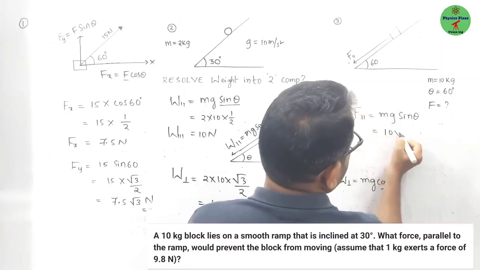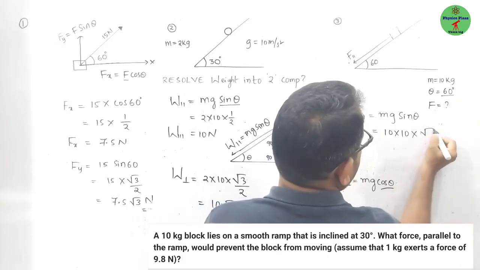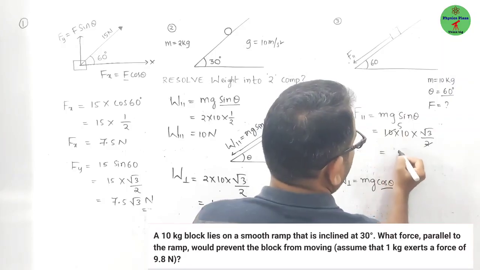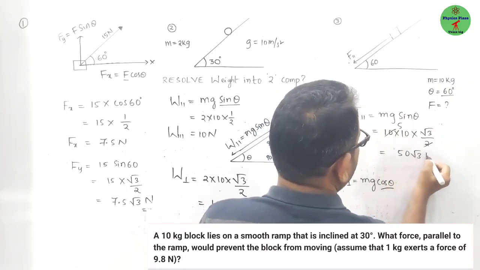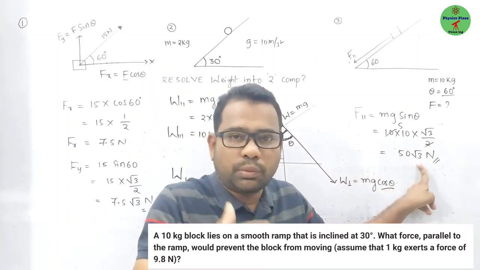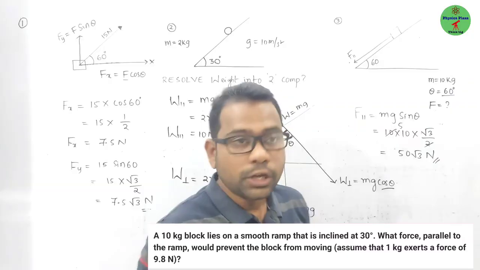So m is 10, g let us take 10, sin theta, sin 60 is root 3 by 2. 2 ones are 2, 5s are... This is 50 root 3 Newton. Children, if you want, again I am telling you, in the place of root 3 you can substitute the value 1.737, and you can also do it more precisely. Clear? So this is how.